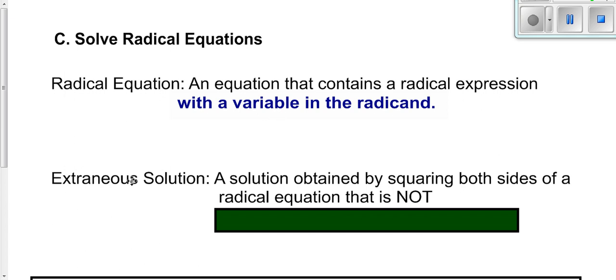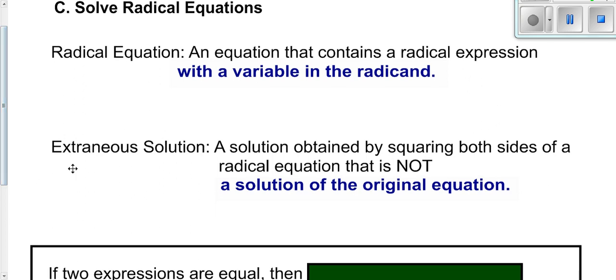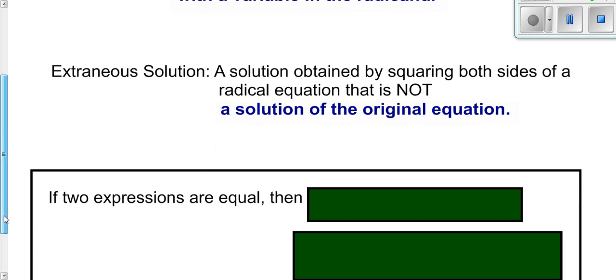Extraneous is kind of like the word extra with a bunch of extraneous letters at the end. It's a solution obtained by squaring both sides of a radical equation that is not a solution of the original equation. Now, that's kind of strange, but what we'll learn today is a new equation solving technique, squaring both sides. And what happens is sometimes when we do that, we create a solution that wasn't there at the beginning. So we have to guard against that because it's not really a solution of the equation.